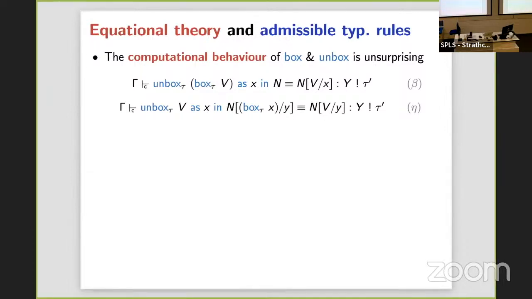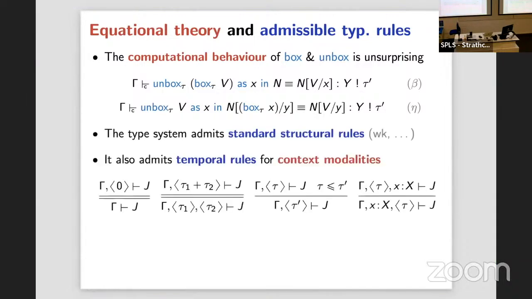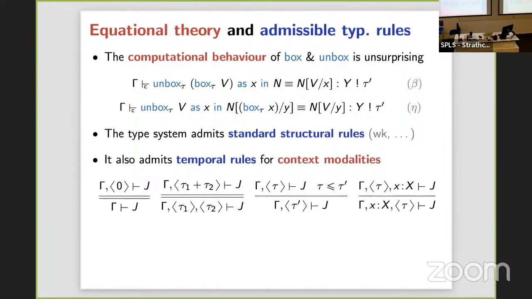Computationally, nothing surprising. You have a beta rule, which just says that if you unbox a box, you substitute the value into the continuation. You have an eta rule, which is also expected, so nothing surprising. The system also very naturally has the usual structure rules: weakening, contraction, variable exchange. You also get a bunch of very natural temporal rules.